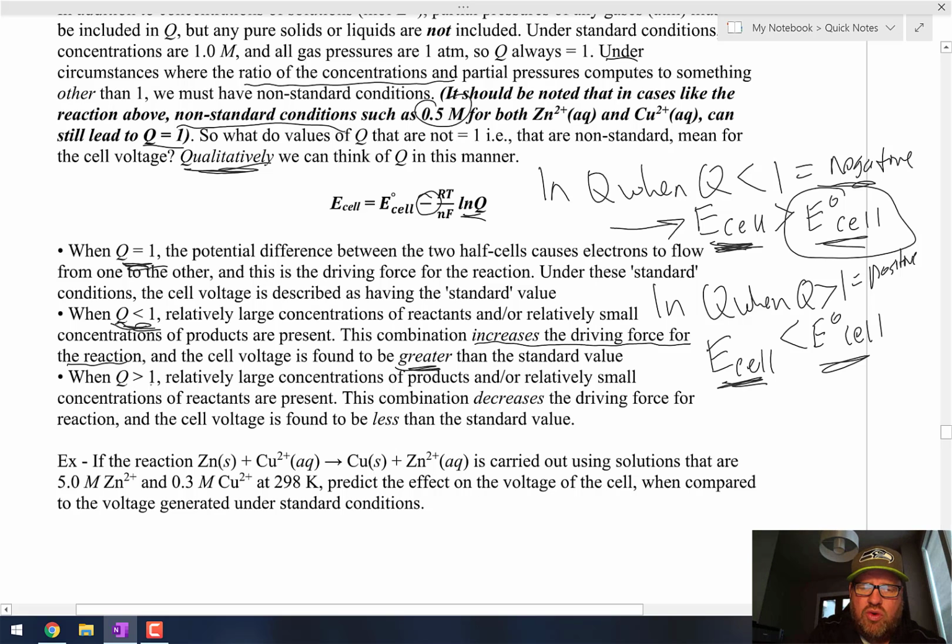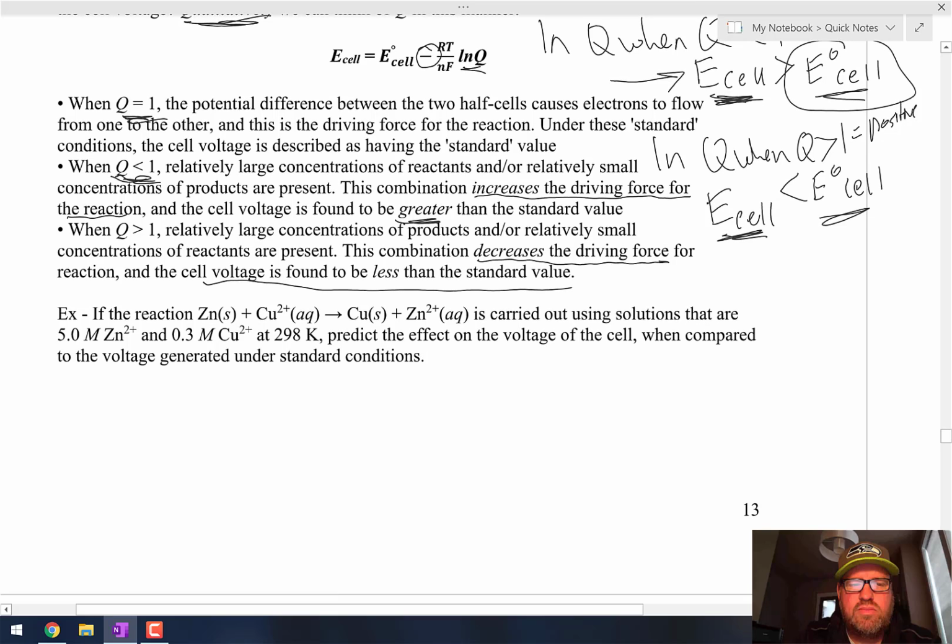When Q is greater than 1, that means you have more products than you do reactants. This decreases the driving force. When Q is greater than 1, that decreases the driving force, and the cell potential is less than the standard cell potential. Okay, so let's look at an example of this.